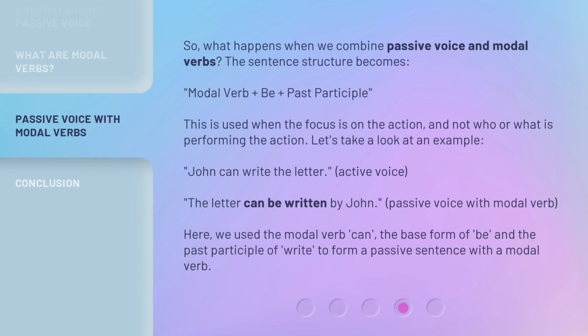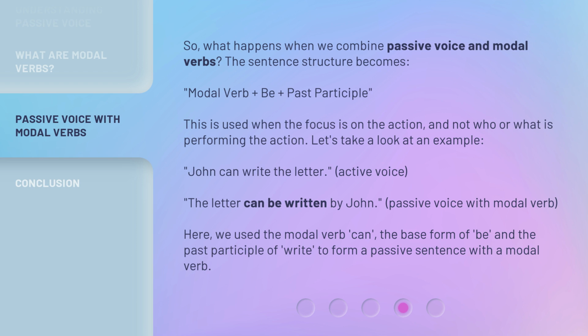So, what happens when we combine passive voice and modal verbs? The sentence structure becomes modal verb plus be plus past participle. This is used when the focus is on the action, and not who or what is performing the action.